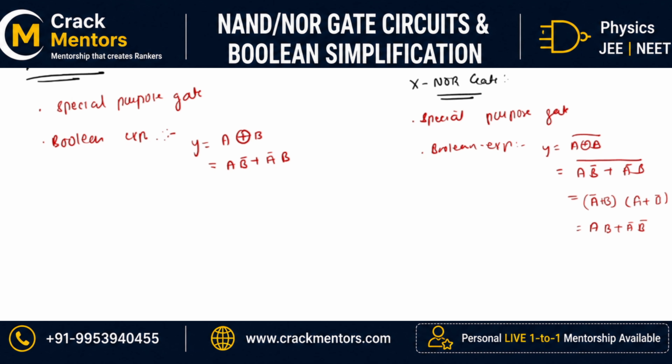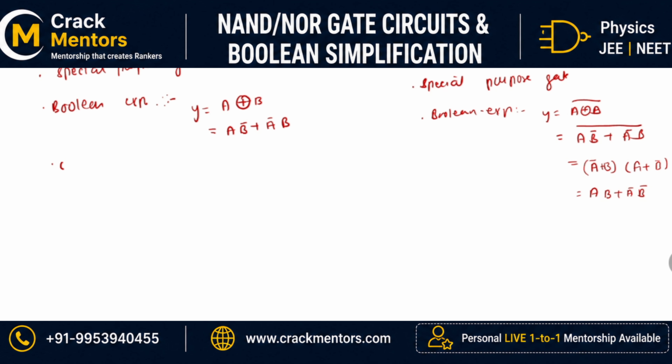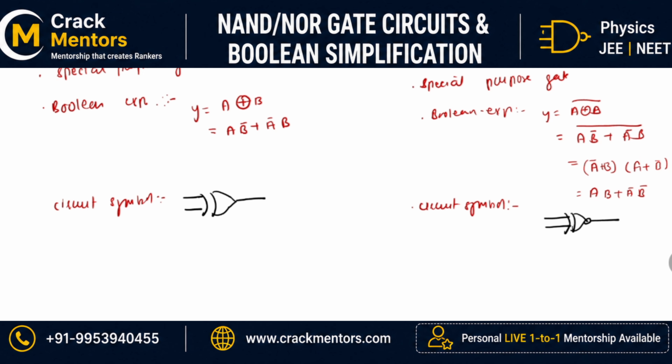Okay, what about the symbol for this? Talking about the circuit symbol, the circuit symbol for the XNOR gate is something like this. Clearly, two inputs will be there like this. This is your XOR gate. So what about the XNOR gate? The XNOR gate looks like this. This is your XNOR gate. This is the circuit symbol for the XNOR gate.